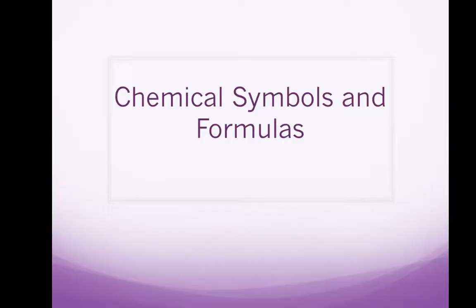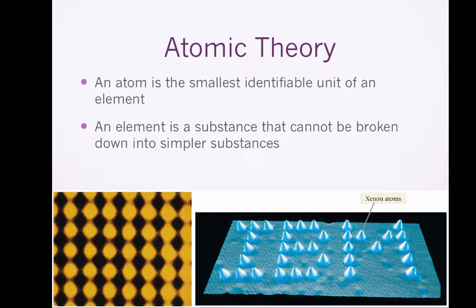Okay, we're going to talk about chemical symbols and formulas. First, we need to talk about atomic theory. So an atom is the smallest identifiable unit of an element, and an element is a substance that cannot be broken down into simpler substances. So here are some pictures of some elements, or some atoms.